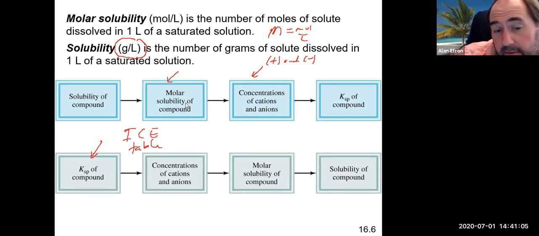Truth be told, you could do an ice table on both of them. The first type of problem, you don't really need to do an ice table, but sometimes people might like to do it so they don't mess up on certain parts of the calculation. And I'll point those out as we go through it. There are some very common things that occur in these types of calculations that confuse people.